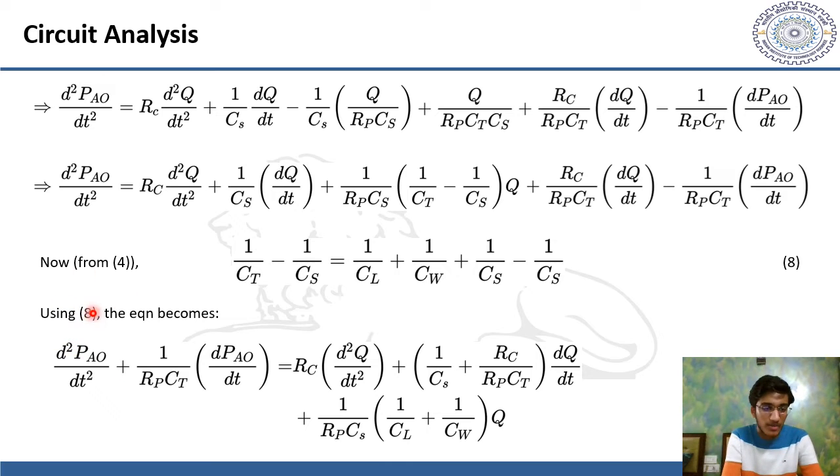using equation 8 again as well, we finally arrived at the simplified form d2 PAO by dt squared plus 1 over RPCT times dPAO by dt is equal to RC times d2Q by dt squared plus 1 over CS plus RC by RPCT times dQ by dt plus 1 over RPCS times 1 over CL plus 1 over CW times Q. Now, this differential equation, at first glance, clearly seems to be quite a difficult differential equation to solve.